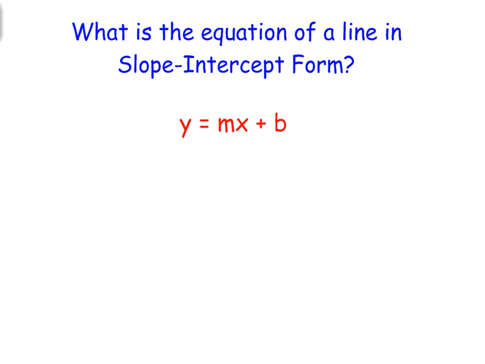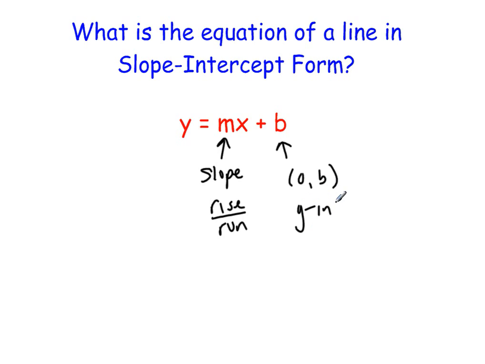So the equation of a line in slope-intercept form is y equals mx plus b. This is probably the one you're the most familiar with, where m is our slope of our line, our rise over run, and b is the y value of our y-intercept. Remember, y-intercepts are always written as points. So the b value goes to the y value.